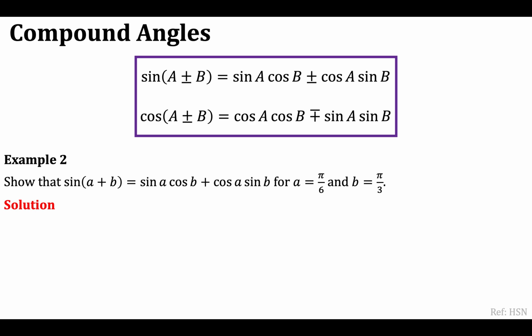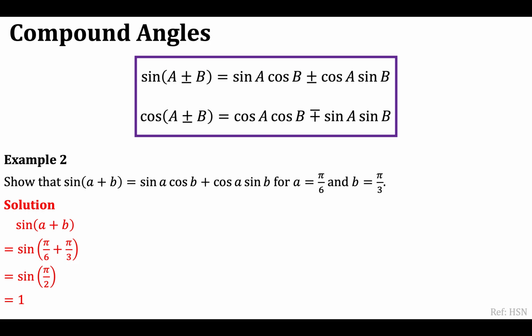So we want to take each side of this equation and substitute in separately. So sine of a plus b firstly, and we know that a is equal to pi over 6 and b is equal to pi over 3. Pi over 6 plus pi over 3, in your head you're thinking that's 30 plus 60, that's 90 degrees. But we're working in radians, so that's sine of pi over 2, and we know that sine of pi over 2 is equal to 1.